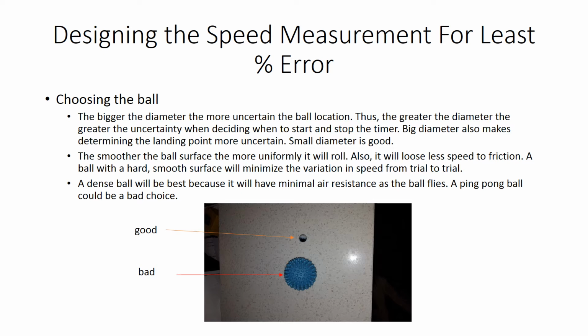A ping pong ball might satisfy the nice and round and smooth and hard surface, not very big diameter, but a ping pong ball will probably have a fair amount of air resistance and not fly very well. You can see in the picture below two example balls. The good ball is a glass marble. It's the one that I'm going to roll in this experiment.